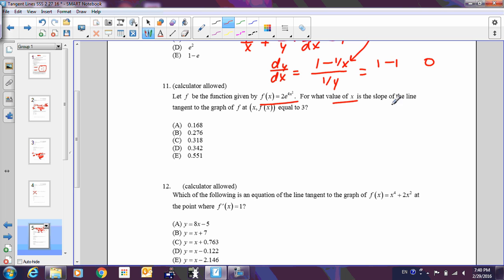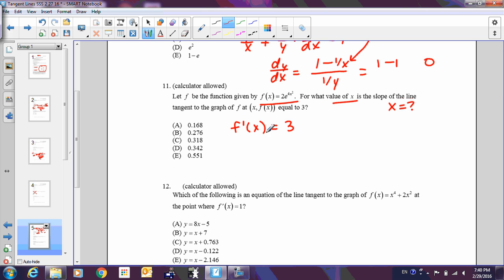This is for what value of x, so I'm looking for x, not slope or y or anything. Is the slope of the tangent line equal to 3? So basically, where is the derivative equal to 3? Okay, so what is the derivative?